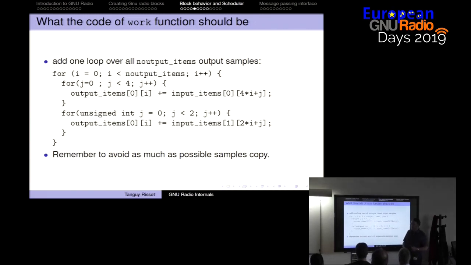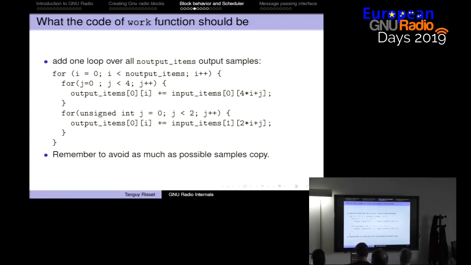Yeah? The number of input items is smaller than the output. Then what will happen for this? Basically, in GNU Radio, most of the time you have one output for one input. If you have subsampling or oversampling, these are special blocks, and usually you use a special type of blocks, which I will not explain today. It means that you have to use another type of blocks. For the moment, we use only sync blocks, which have one output for one input.